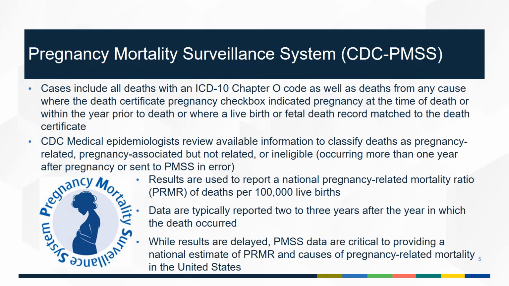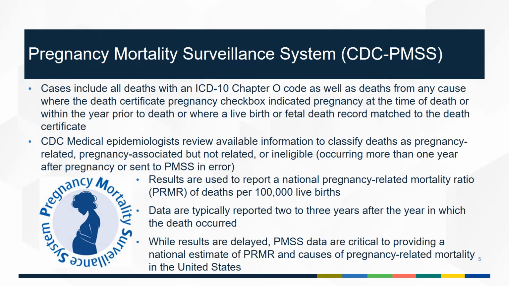Also, cases where no indication of pregnancy could be determined, PMSS classifies those as sent in error, essentially a false case. A hypothetical example of this might be a cause of death of lung cancer, with a checkbox indicating pregnancy 43 to 365 days prior to death, but no live birth or fetal death certificate could be found.